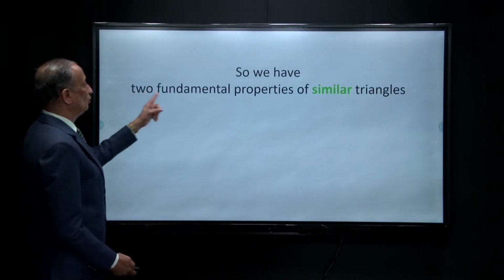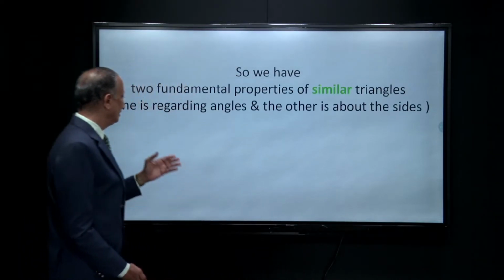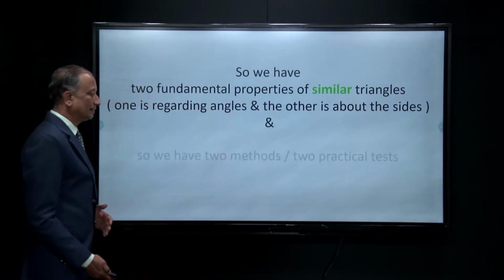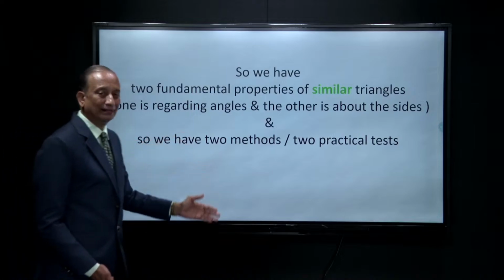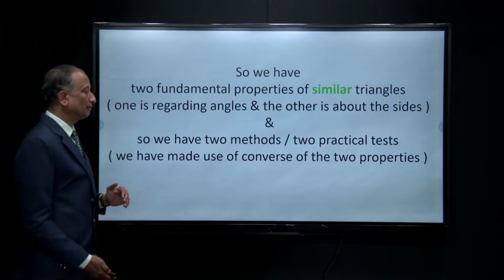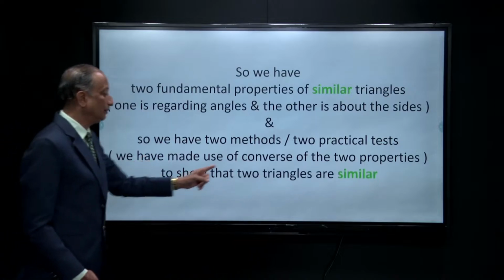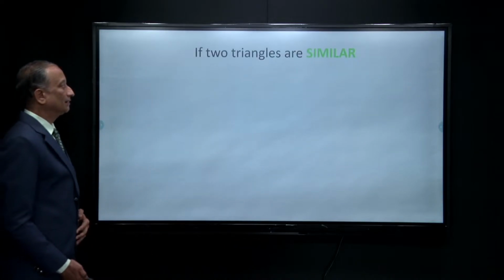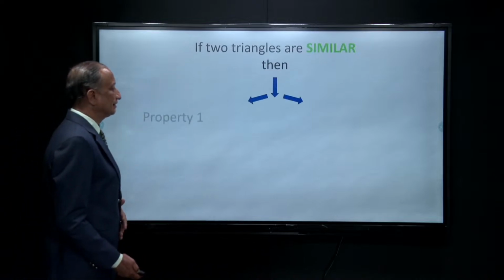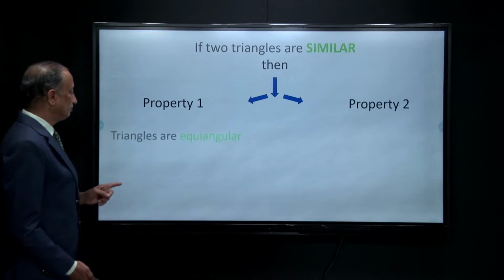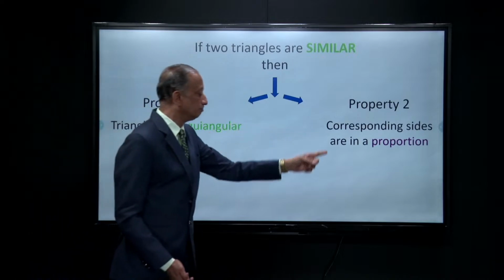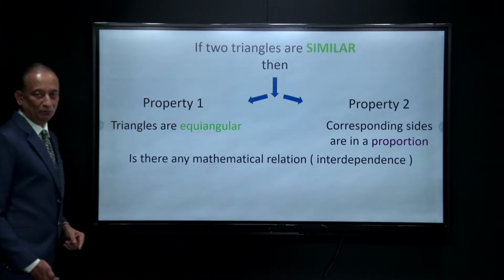So, we have two fundamental properties of similar triangles. One is regarding the angles and the other regarding the sides. So, we have two methods or two practical tests. We have made use of the converse of the two properties in order to show that the triangles are similar. So, to conclude, children, if two triangles are similar, then the first property is that the triangles are equiangular and the corresponding sides are in a proportion.